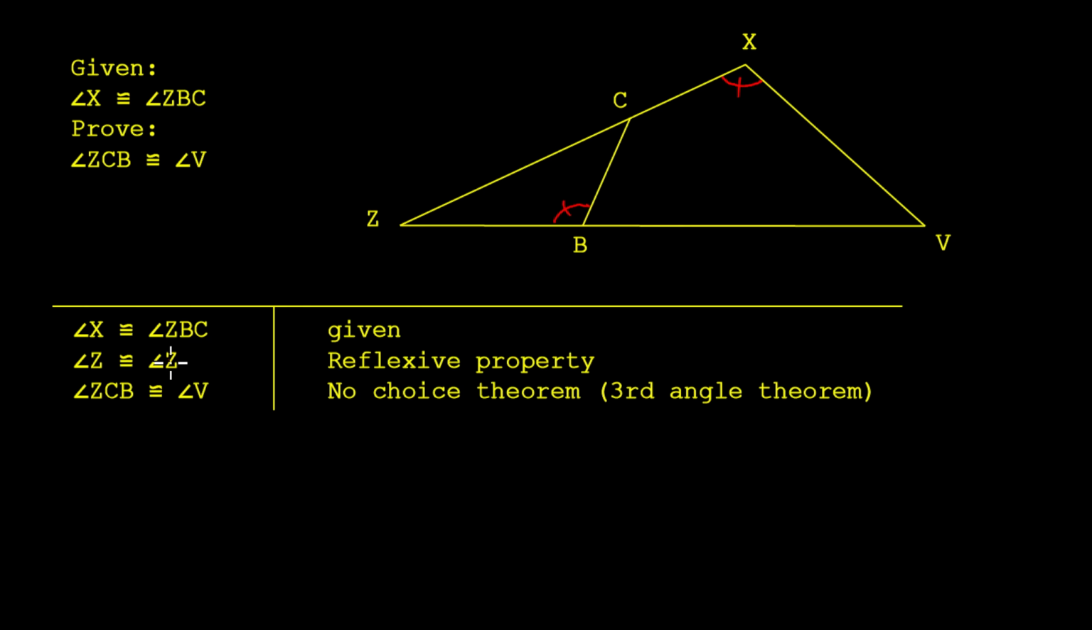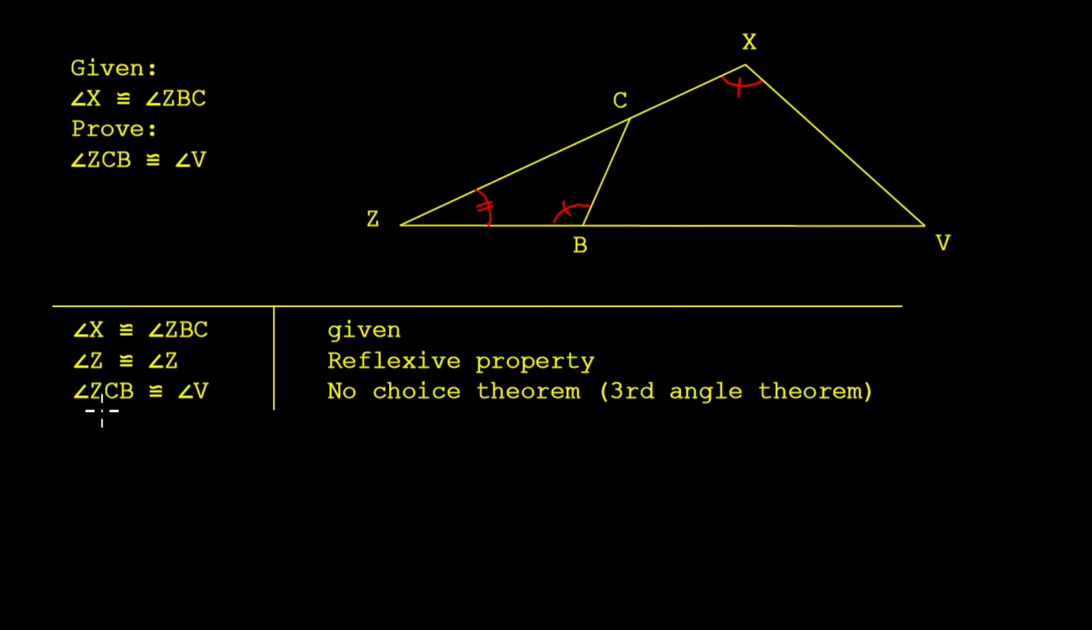Then angle Z is congruent to angle Z, reflexive property. So now angle Z is right there. You'll notice that it is in this small triangle and it is also in the big triangle here. It's in both, thus reflexive.